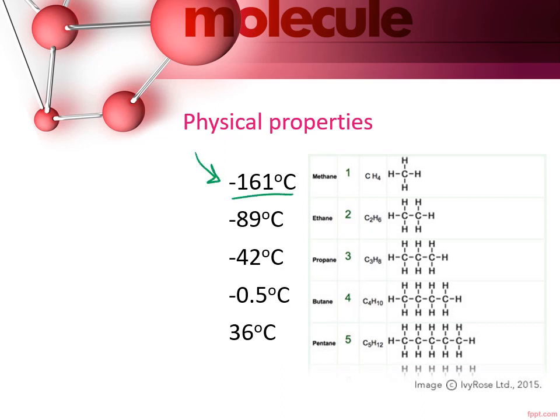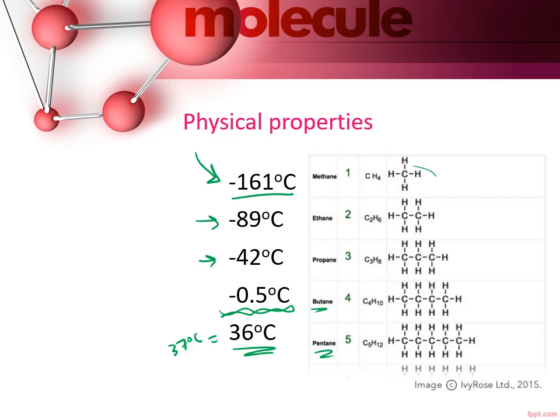We have to get this one down to negative 161 degrees Celsius to make it a liquid. Anything above negative 161 degrees Celsius is going to be a gas. Negative 89 Celsius for ethane, negative 42 Celsius for propane. Butane goes to a liquid at just about the freezing point of water. And then pentane, we can get it to go from liquid to gas. That boiling point is super close to human body temperature. Human body temperature is 37 Celsius, so that's about the same temperature that pentane goes from a liquid to a gas.